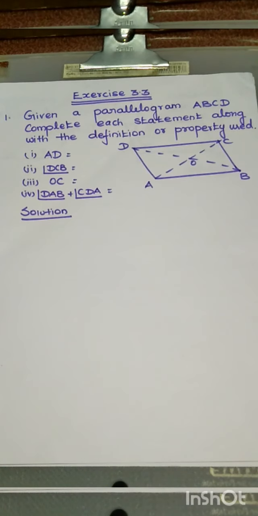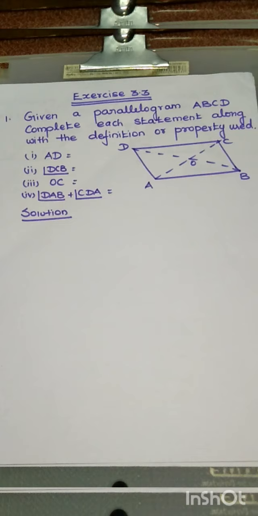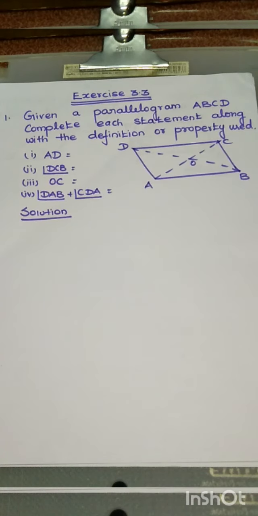Next, exercise problem. Exercise 3.3. First one. Given a parallelogram ABCD, complete each statement along with the definition or property used. Here one diagram is given and some values are mentioned in the subdivisions. We have to find out the values.